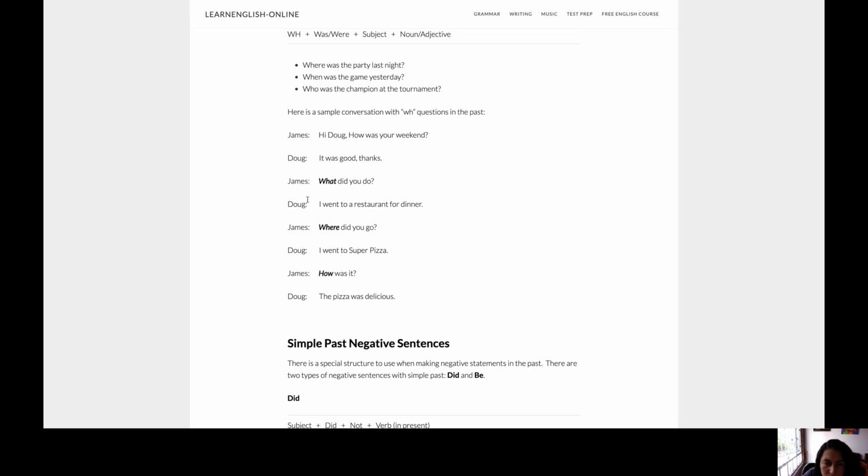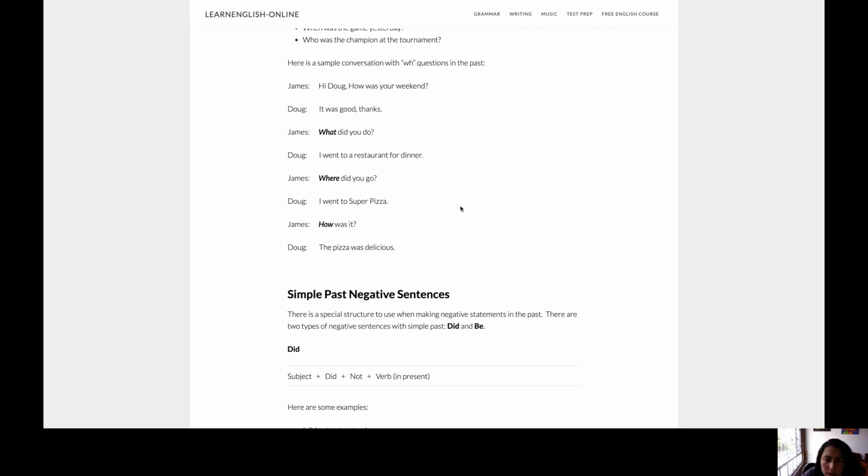Entonces, si se fijan acá, utilizaron 3 preguntas con WH questions, todas ellas en pasado, una con el verbo to be. Entonces, ¿qué? El auxiliar, tú hiciste el verbo hacer. ¿Qué hiciste? Fui al restaurante a cenar. ¿A dónde? Sí, el verbo. ¿A dónde tú fuiste? ¿A dónde fuiste? Fui a este lugar. El pasado de go, fíjense. How was it? Entonces, ¿cómo estuvo eso? The pizza was delicious. Entonces, fácil, ¿no? La idea es practicar y siempre seguir el mismo orden.